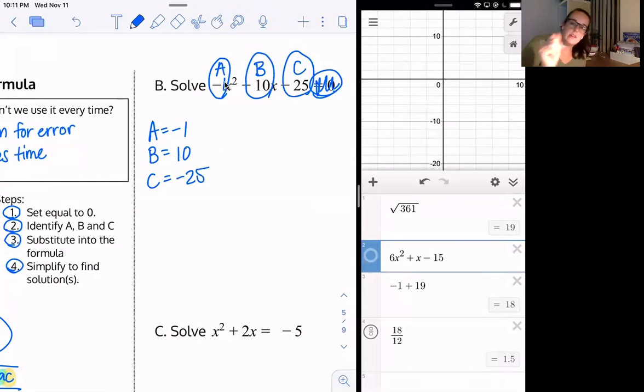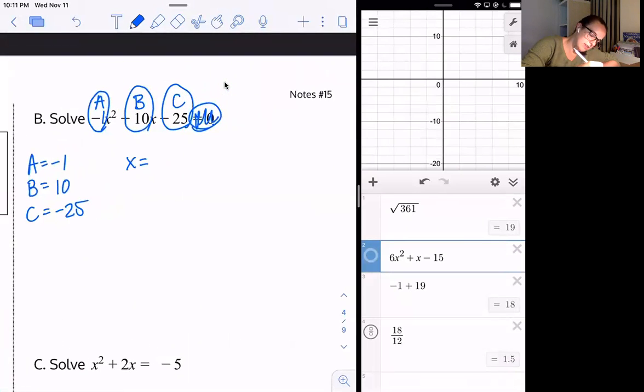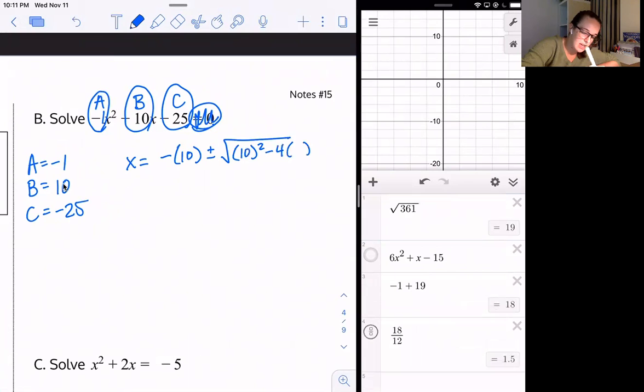All right, I'm going to go ahead and write my equation. X is equal to negative B, and B in this case is 10, so I'm going to plug it in. Negative 10 plus or minus the square root of B squared, so B is 10 again, minus 4 times A, which is negative 1, times C, which is negative 25.